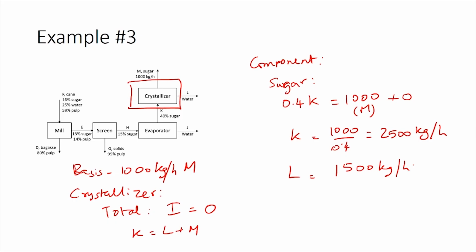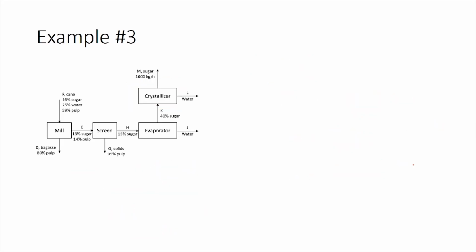So, similarly we can now choose the next system, which would be the evaporator. So, for this stream again we have the information about the stream K and the information about stream J, and the information for H is also given. So, we have the composition for all the 3 streams. However, the mass flow rate is known only for the stream K. So, this is exactly the same as what we did for crystallizer.